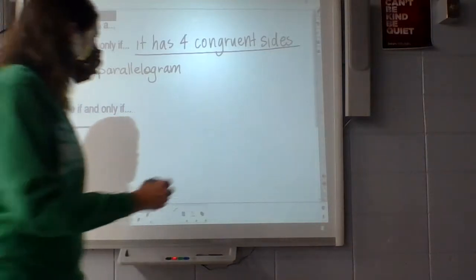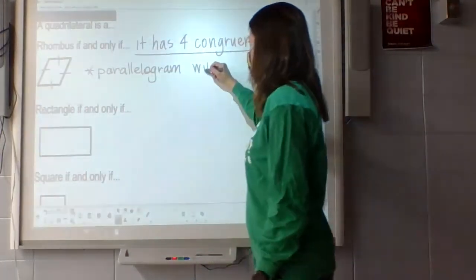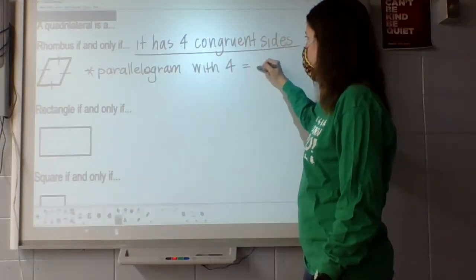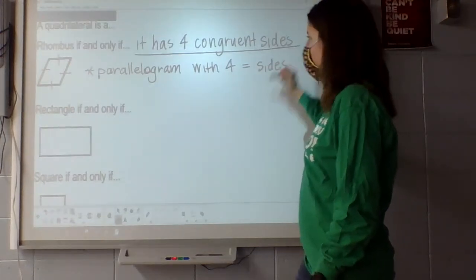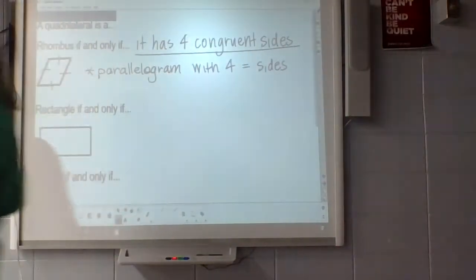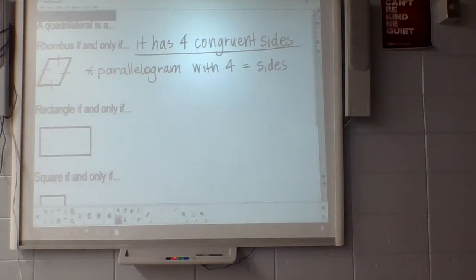So it's a parallelogram with four equal sides. So that means the opposite sides are parallel, the opposite angles are equal. There's a lot going on here. So everything you know about parallelograms is also true about a rhombus, but now all the sides are equal.